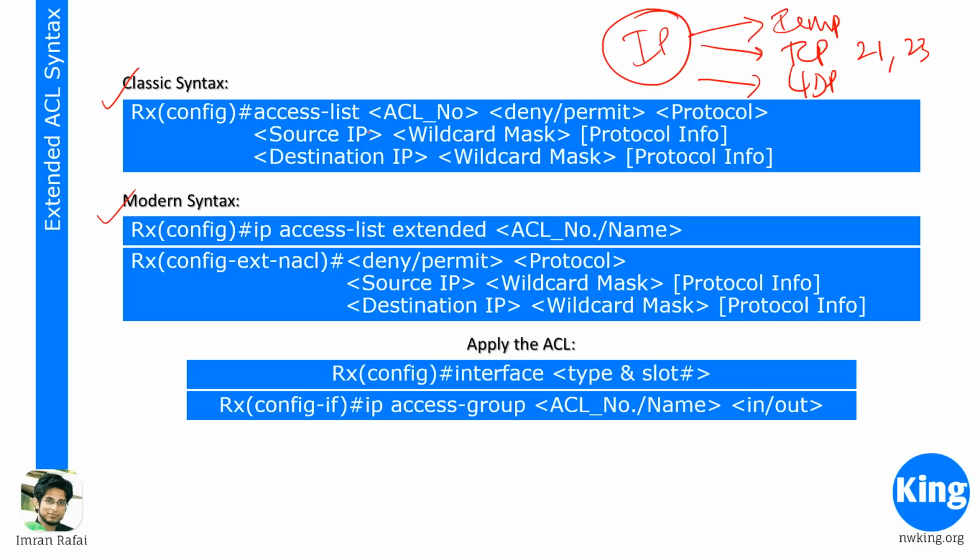Then you give the source IP address, and then you give the wildcard mask, right? Wildcard mask we discussed, and then protocol info. Now protocol info is where you give the port numbers, right? So here in protocol you'll just say UDP, ICMP, IP, whatever protocol, and in protocol info you'll say what is the source port number. Then you'll say destination IP, destination wildcard mask, and then destination port numbers, right?